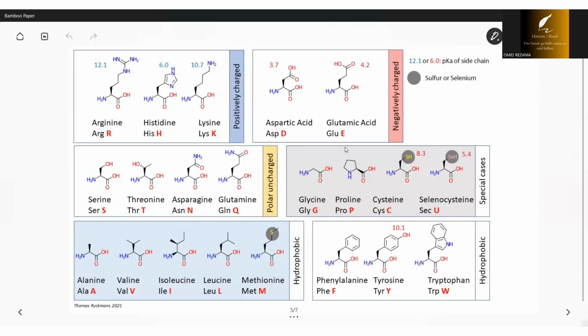Look at that. The glutamate. This is the negatively charged. Look at this. The glutamate. This is on the very top.